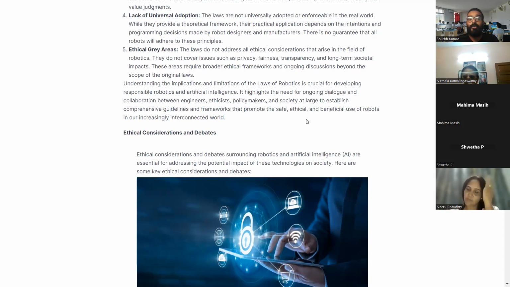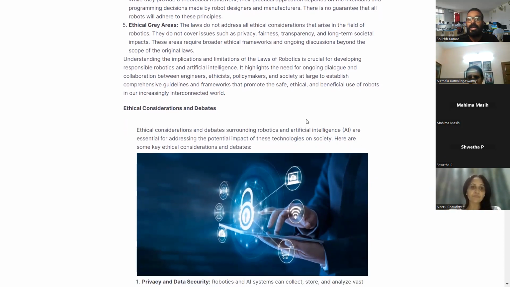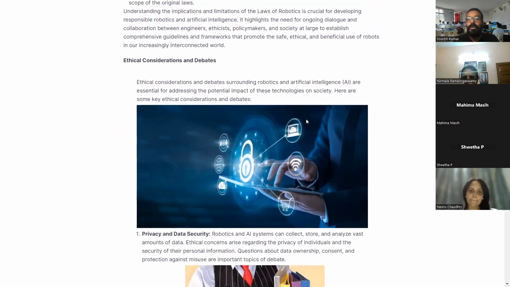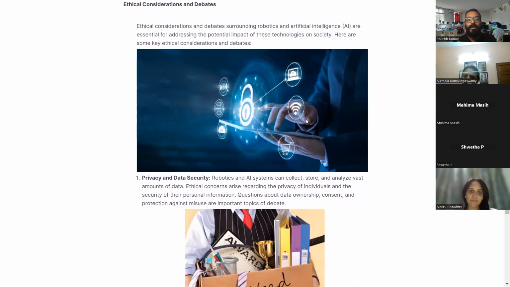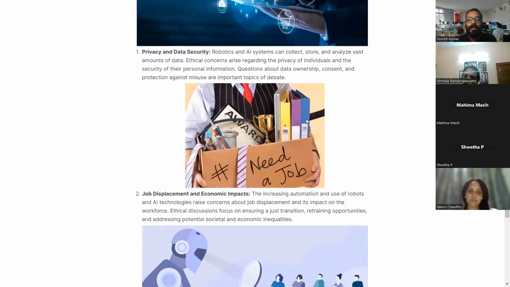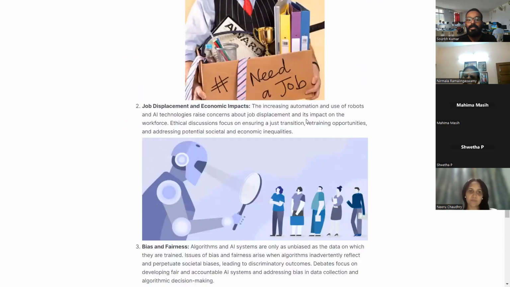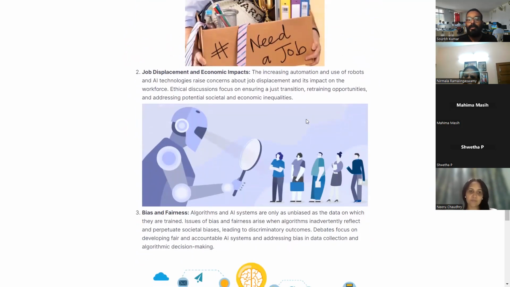We should take care of those things, like understanding the implications and limitations of the laws of robotics, which is very crucial for developing responsible robotics and artificial intelligence. So this is all about the introductory part. It also covers privacy and data security, job displacement and economic impact.